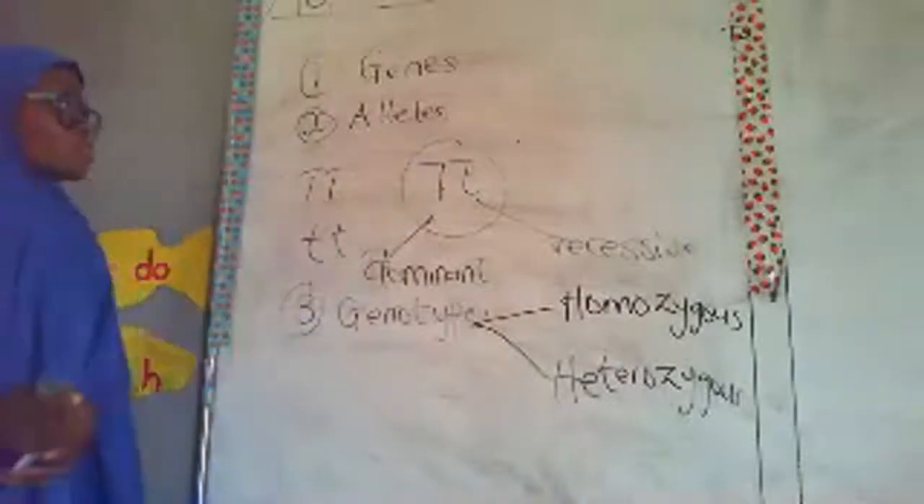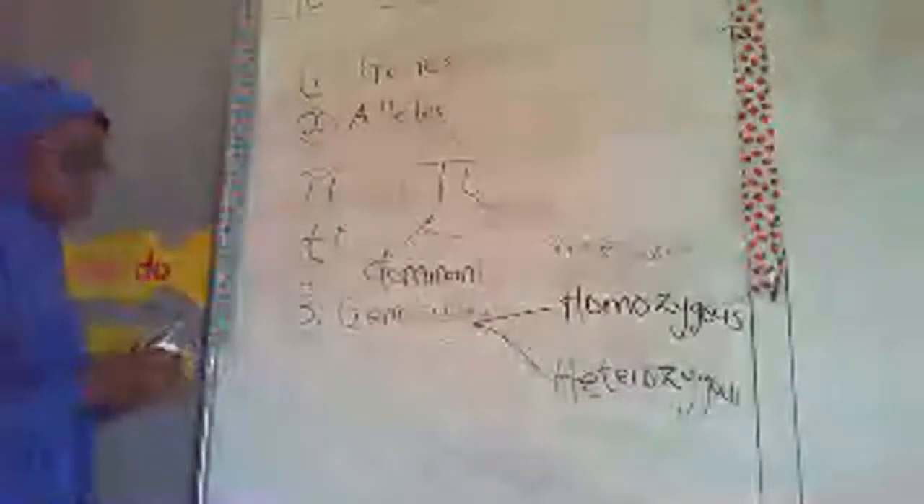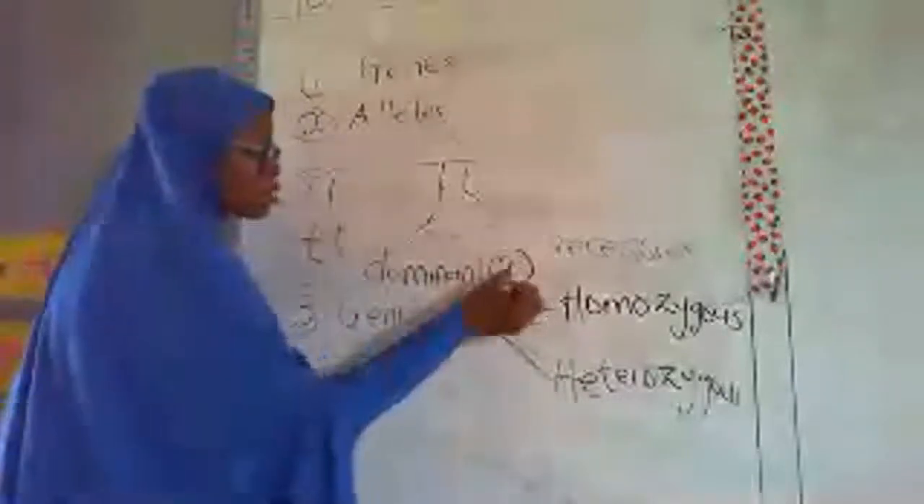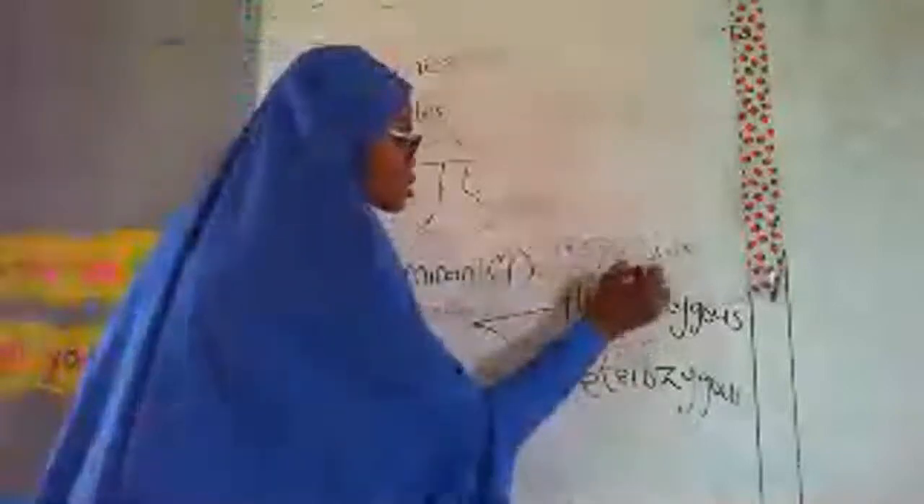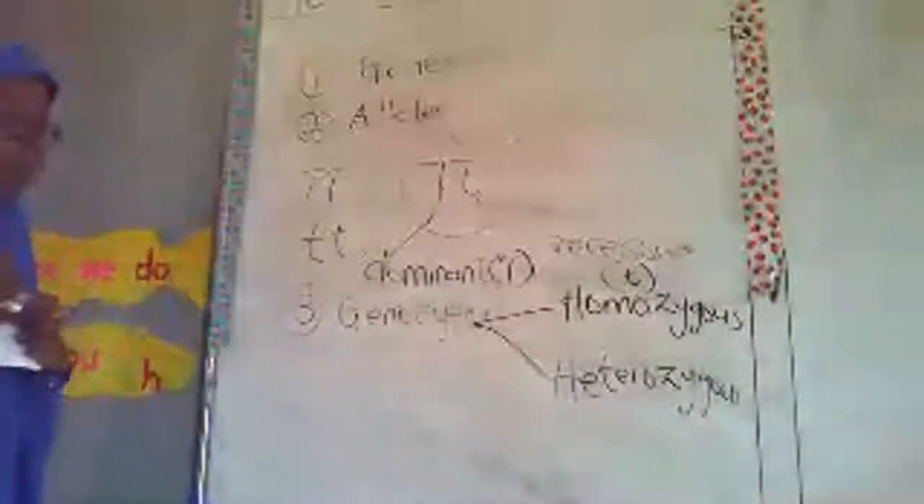And this homozygous that you are seeing here, this is what? The capital letter T, capital letter T. And for the dominant, I forgot to tell you that the dominant is represented in capital letter, while the recessive is represented with what? Small letter. So capital letter T, then small letter t.